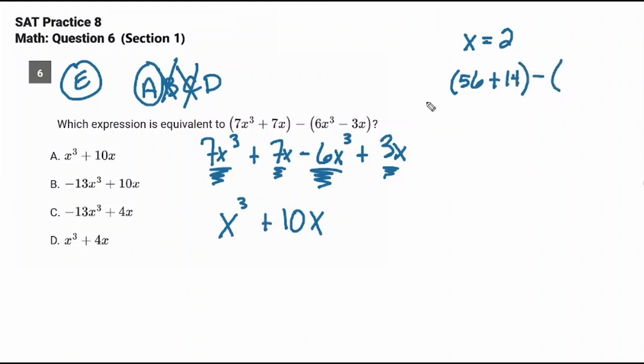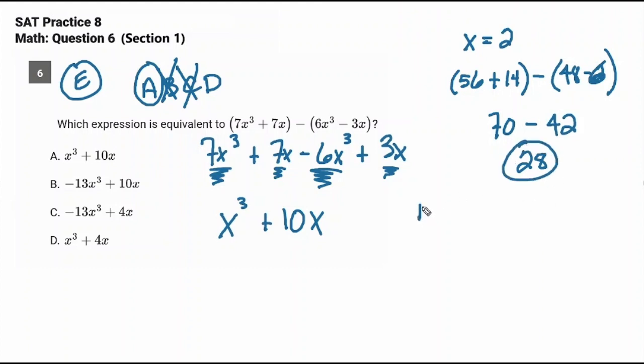minus 6 times 8, which is 48, minus 3 times 2, which is 6. So 56 plus 14, don't be afraid to use your calculator, that's 70, minus 48, minus 6. That's 70 minus 42. Even I'm going to use my calculator on this, and I'm going to get 28. So 28 is my target. I'm going to circle it.